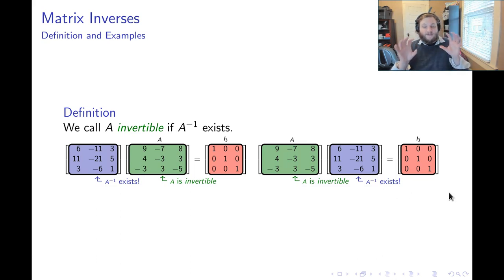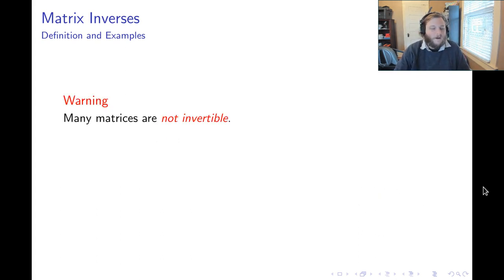So if you manage to take a matrix A and you can find a matrix you can multiply on both sides by to produce the identity, you know that matrix is the inverse of your matrix, and you call it A to the negative 1. Now, we need to issue a word of warning here. There are many matrices that are not invertible.